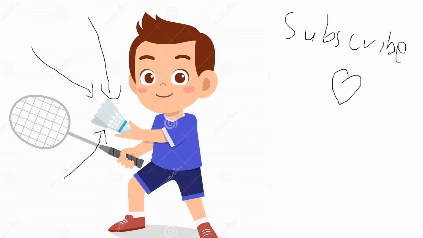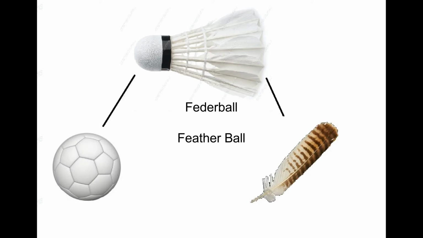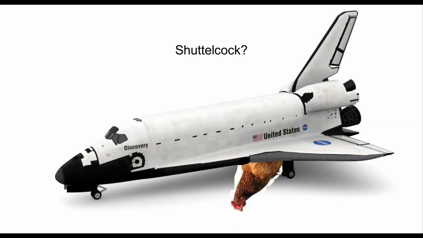Now, a very important part of badminton is this ball, the shuttlecock. Nobody knows why it's called that. Honestly, it's stupid. You know how it's called in Germany? Federball or featherball, you know, because it's a ball with feathers. It's not a shuttle with a cock, is it?